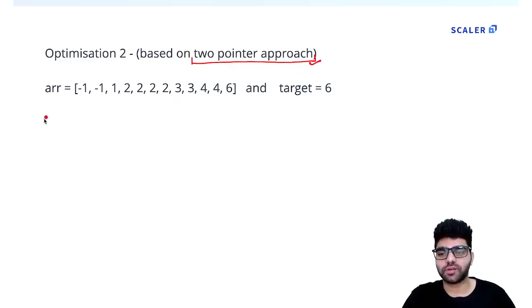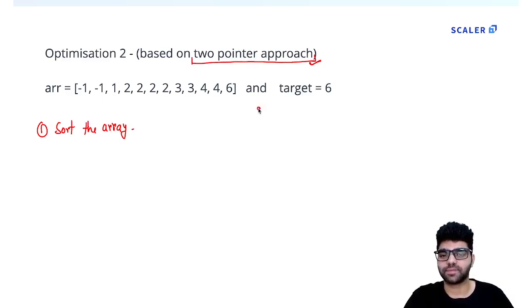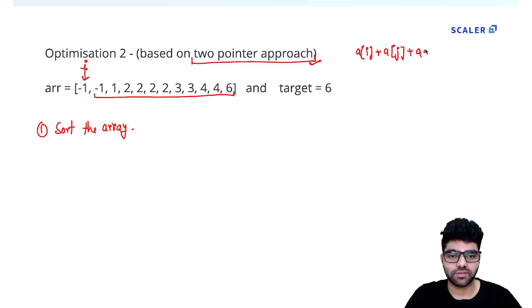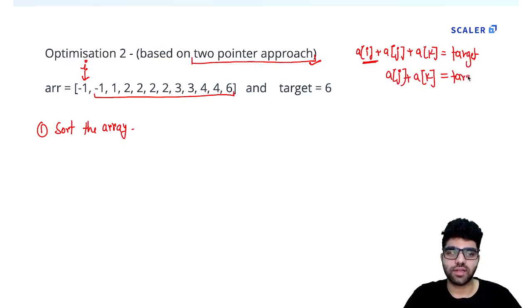Now, in order to apply the two-pointer approach, I need to first sort the array. So the array will be present in sorted order. Now let's see how to apply this two-pointer approach. I'm going to fix one element and then I need to check for j and k. So can I say that my equation was array of i plus array of j plus array of k equals target. And we are fixing array of i. That means I'm looking for array of j plus array of k equals target minus array of i.